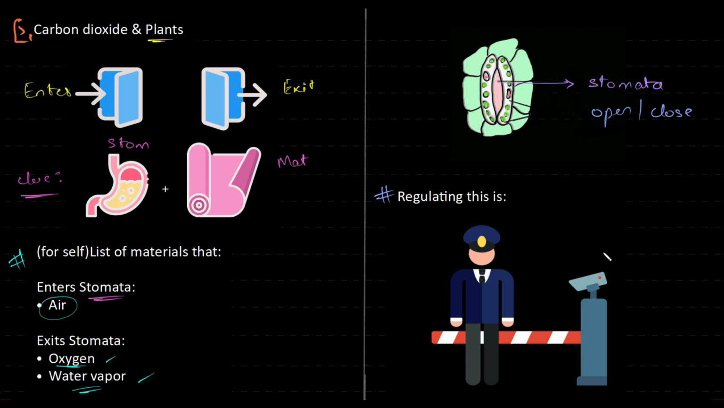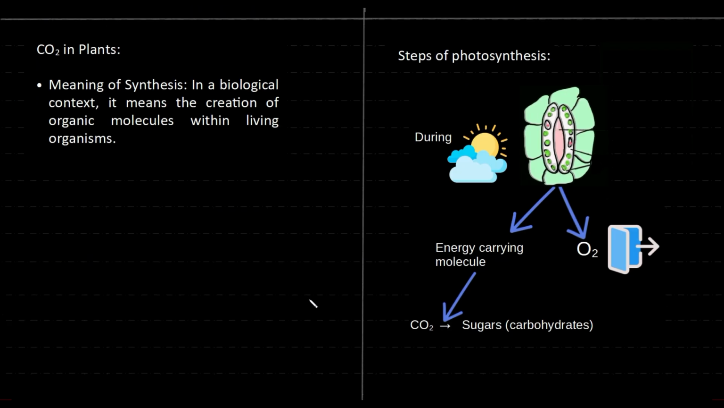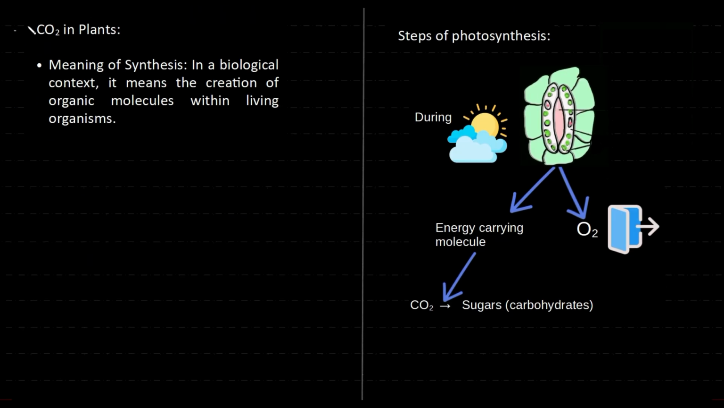That's your next clue. Who do you think regulates it? Yes, this is your guard, and of course, we are looking at cellular level. So this will be guard cell. Guard cell is the one which will regulate the gas coming in and going out. Okay, guys. Now, what exactly does carbon dioxide do in the plant? It helps synthesize carbohydrates with the help of photosynthesis.